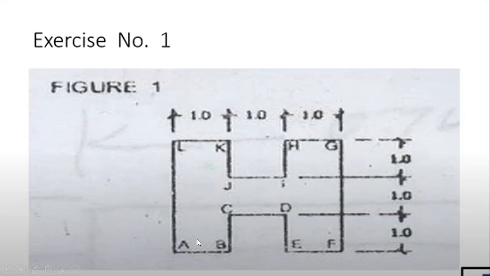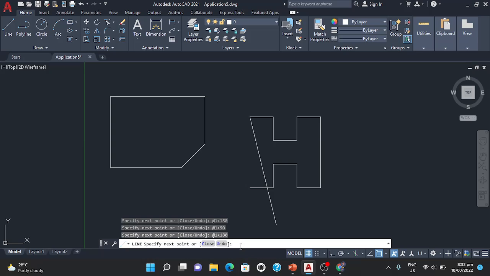And for the last one, we have here point L to point A. The distance from L to A is 3. Then we have here a vertical line going down, so automatically the angle to be used is 270 degrees. So let's indicate at 3 angle 270. Once we press enter, automatically it will hit the point A. Press enter or escape to finish the figure.